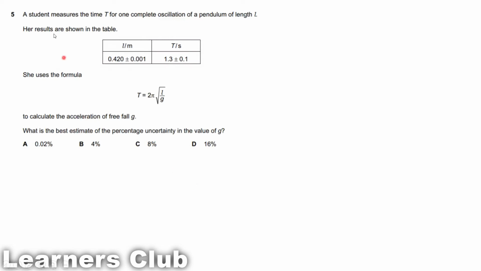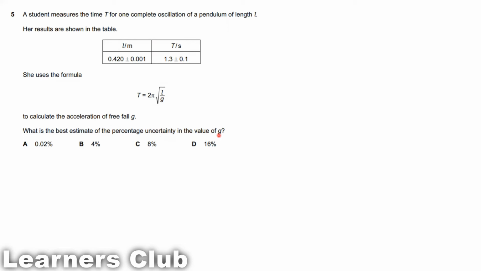Question 5. A student measures the time t for one oscillation of pendulum of length L. Her results are shown in the table. This is the length of the pendulum. This is the time period of the oscillation. As you can see, they have given it with uncertainty. She uses the formula t is equal to 2 pi root L over g to calculate the acceleration of free fall g. What is the best estimate of the percentage uncertainty in the value of g? Now we have to find the percentage uncertainty of g.